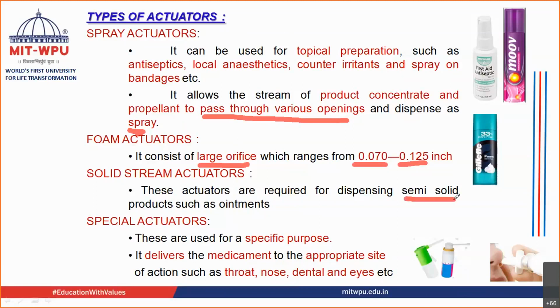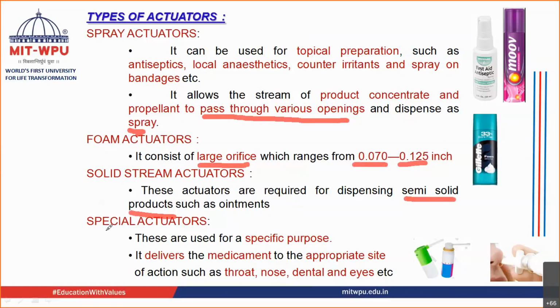You must have seen many semi-solid products which, when you press, a small quantity of material comes out from the container. I have one of the containers. I'll just take the photo. I forgot to place the photo over here. These are the types of foam actuators. If you see Gillette, etc., the shaving cream usually comes in the form of these foam actuators. Many face washes are also coming in the form of foam actuators. So your solid stream actuators basically dispense the product in the semi-solid form.